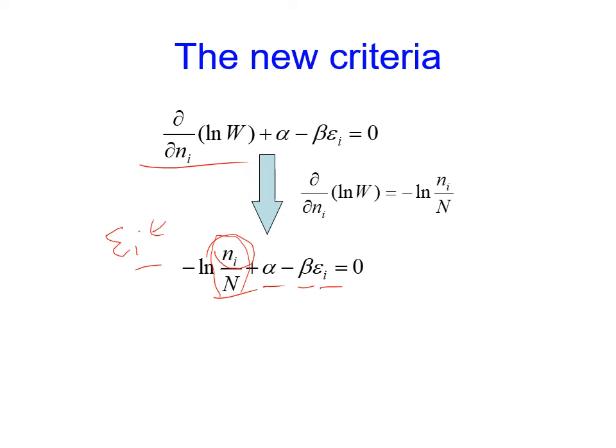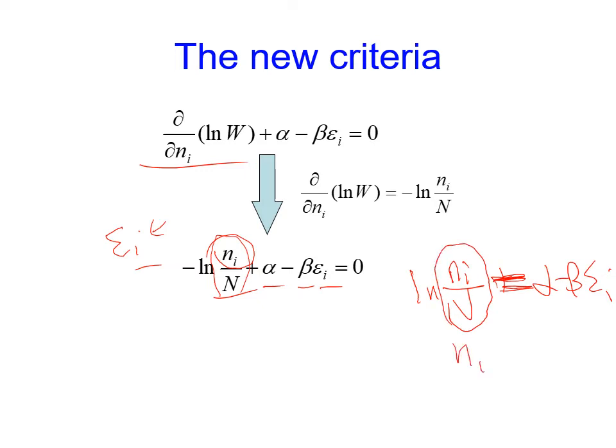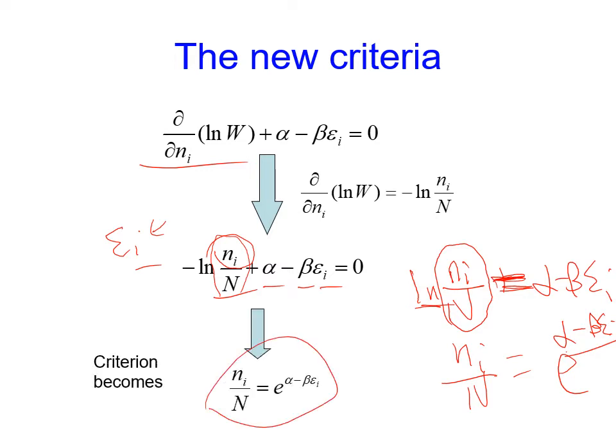Now we can rearrange this equation: ln of Ni over n equals alpha minus beta epsilon i, so that the fraction Ni over n equals e to the power of alpha minus beta epsilon i, if you remove the natural log. And so that's the criterion so far in order to maximize W, or in other words, that's the dominant configuration.